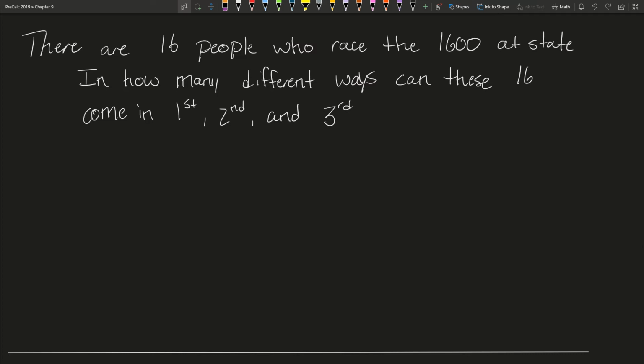Okay, so for example, say there are 16 people who race in the 1600 meter at state. So 16 total people. And how many different ways can those 16 people come in first, second, and third? If you just think about this for a second, we have 3 different events. We have first place, we have second place, and we have third place.